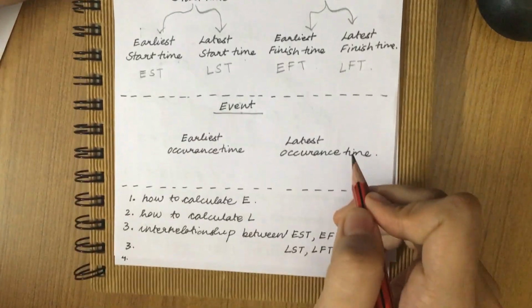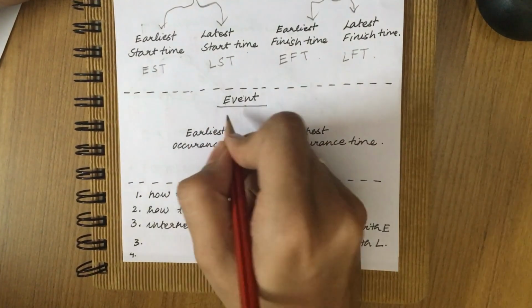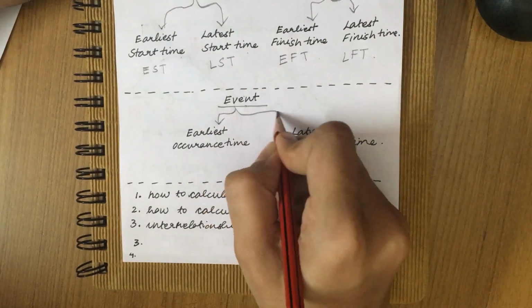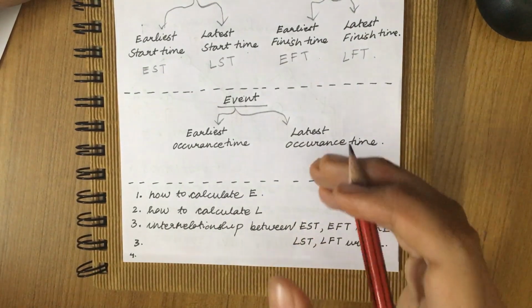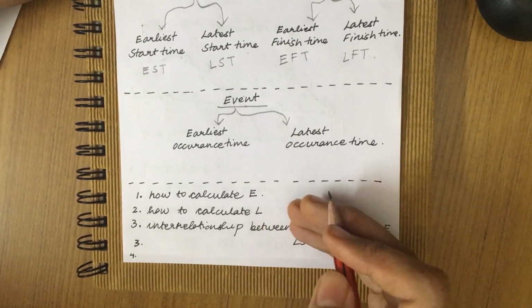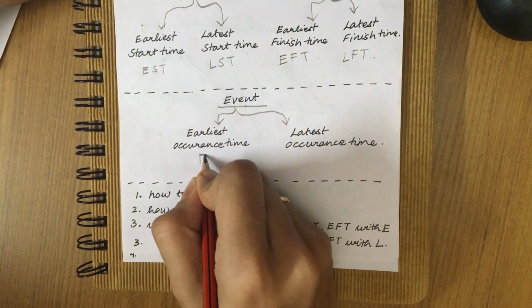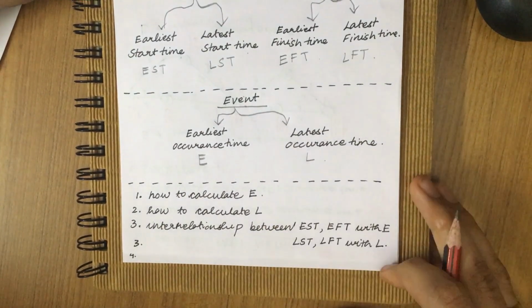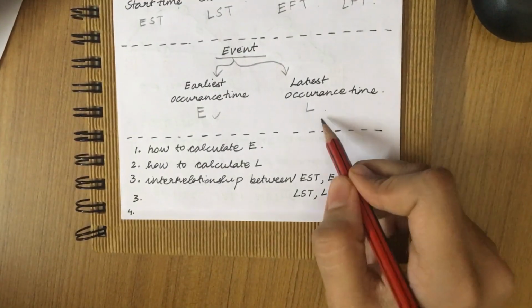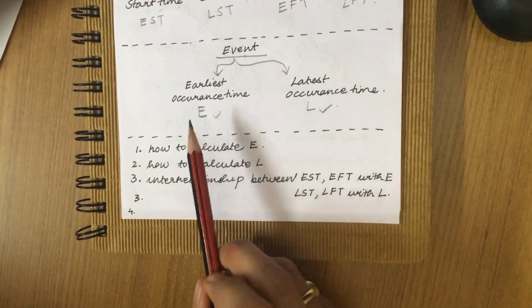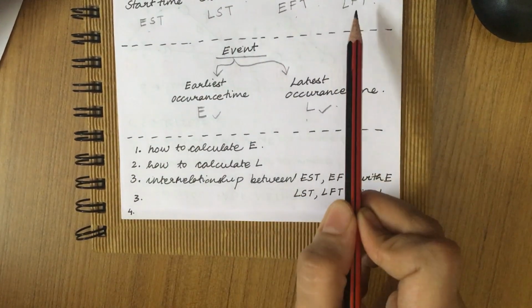Similarly, for an event, there are two times. First is the earliest occurrence time, and the second is the latest occurrence time. So now basically what it means is, without affecting the total project duration, how late or how early you can start or finish a project. This is represented by E and this is represented by L. Now we'll see how do we calculate the value of E, then we'll see how to calculate the value of L, and then how E and L are associated with EST, LST, EFT and LFT.